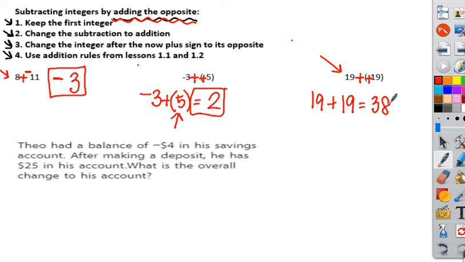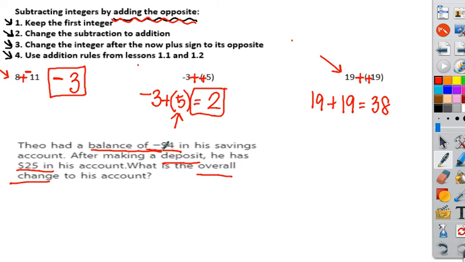Theo had a balance of -4 in his savings account. After making a deposit, which means putting money in, he now has $25 in his account. What is the overall change? I'm underlining all of the important stuff for us. So he had a balance of -4 in his savings account. He makes a deposit of $25 and they want to know what's the overall change.